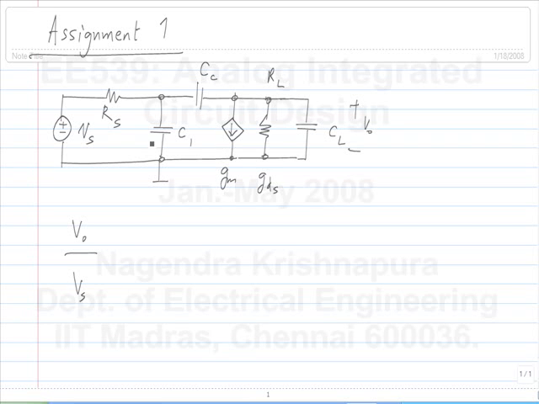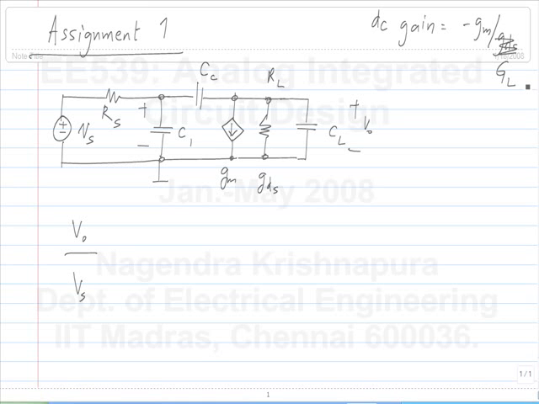So if you remove all the capacitors, Vs appears at this point and you simply get GM divided by the conductance, but the sense of the current is flowing upwards through the conductance, so it's minus. So whatever answer you get, you should get DC gain to be minus GM by GDS or GM by GL. Okay.